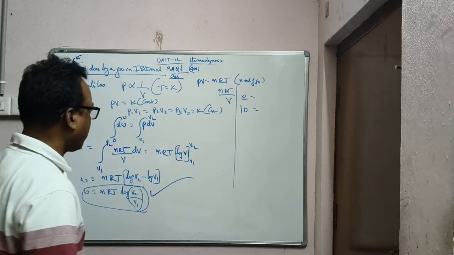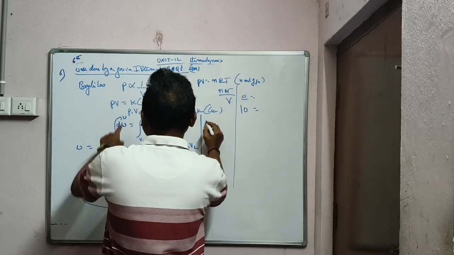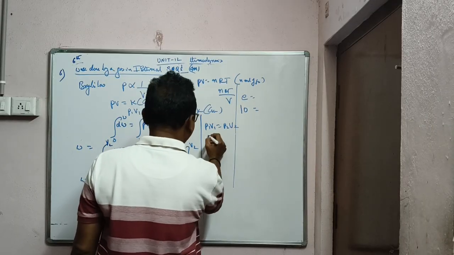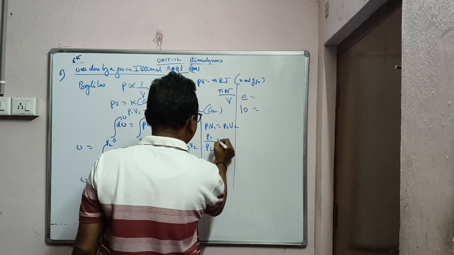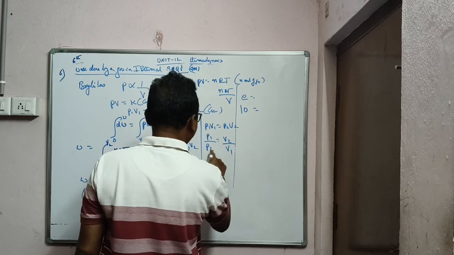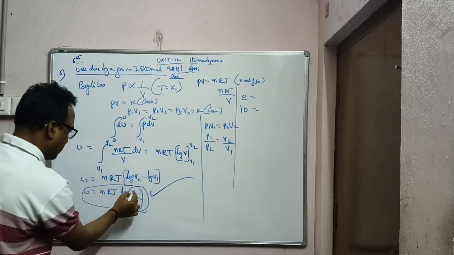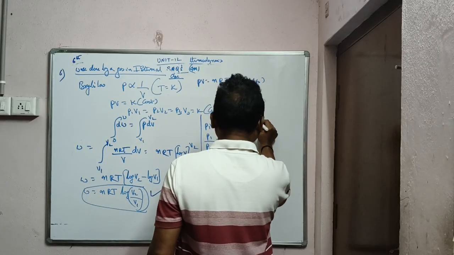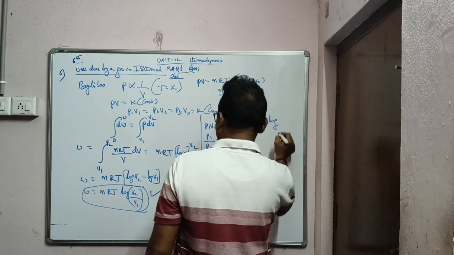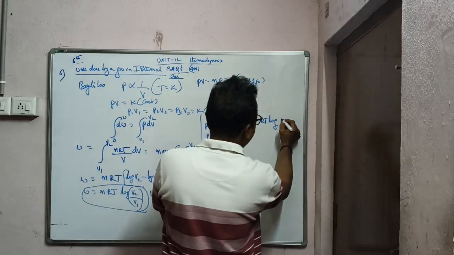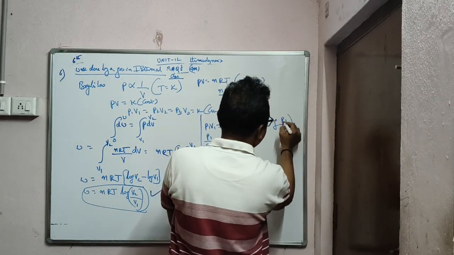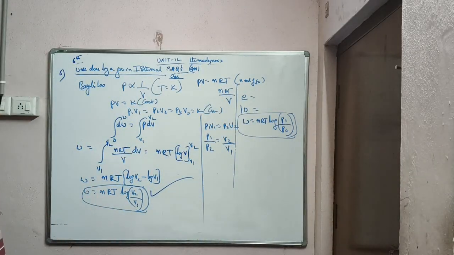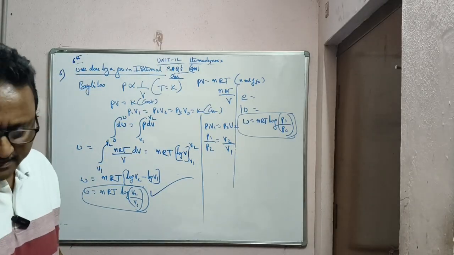If you want it in terms of pressure, you can change it with the same formula, because you know P1 V1 equals P2 V2. Same thing, if you want to write P1 by P2, that is nothing but V2 by V1. So P1 V1 is equal to P2 V2. So you can also write work done in terms of pressure: nRT log V2 by V1, which is nRT log P1 by P2. Same thing you can write in terms of pressure. Note it down. So this is the isothermal expansion work done.